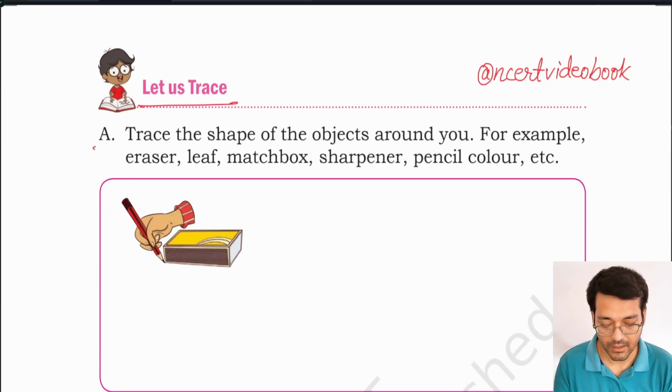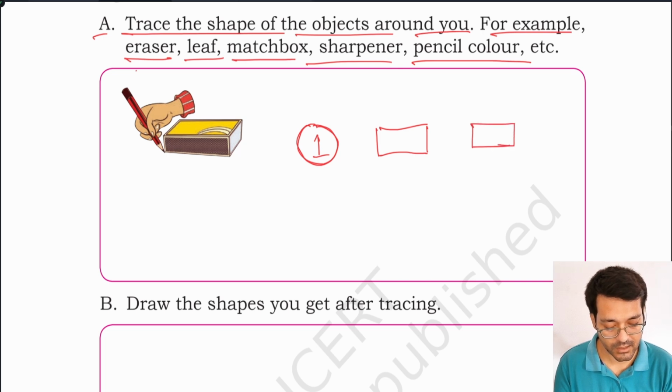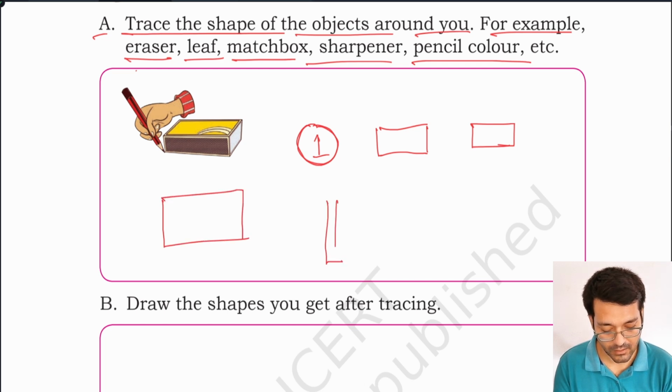Let us trace. A, trace the shape of the objects around you. For example, eraser, leaf, matchbox, sharpener, pencil color, like this. You can put a coin and trace around it, and you can put a sharpener and trace around it. You can put your eraser and trace around it. You can put your pencil color box or pencil, and trace around it. You can put a leaf and trace around it.